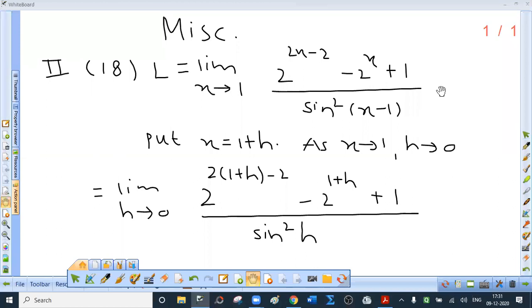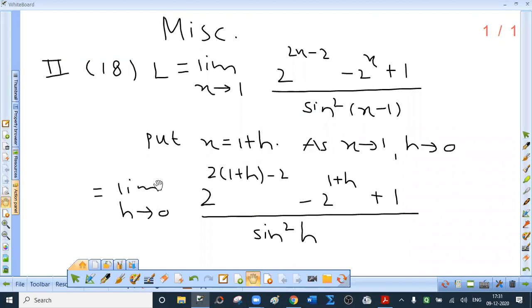We start with sum number 18. Let L be the limit as x tends to 1 of (2^(2x−2) − 2^(x+1)) upon sin²(x−1). As usual, we put x equal to 1 plus h. As x tends to 1, h will tend to 0.